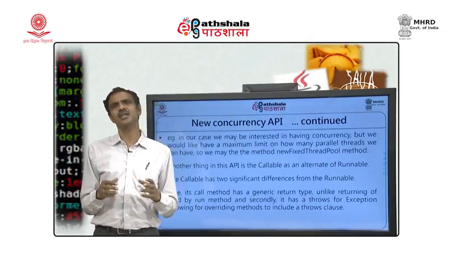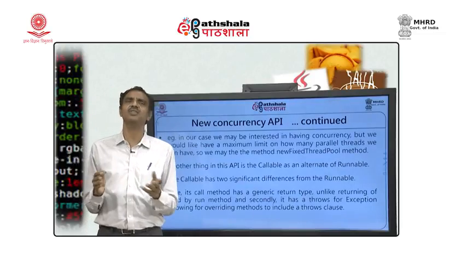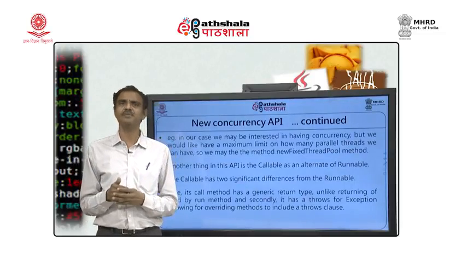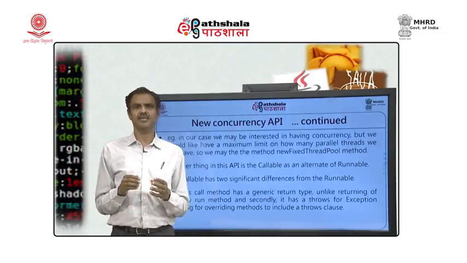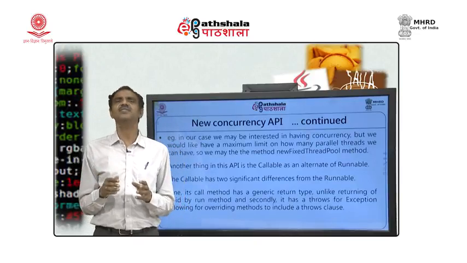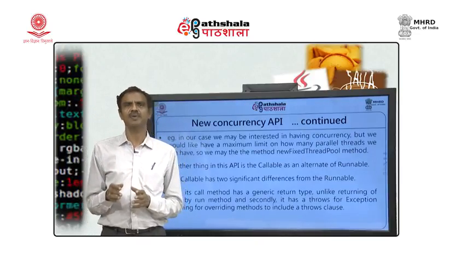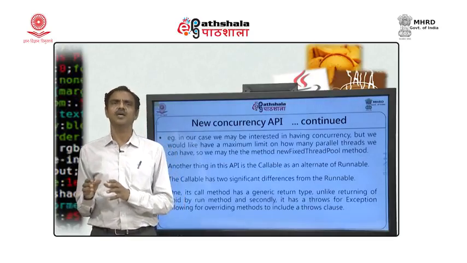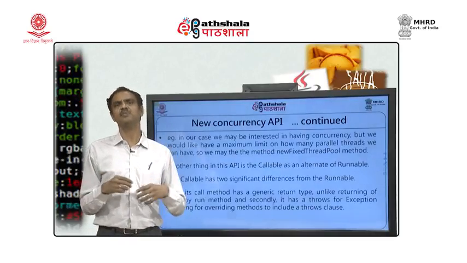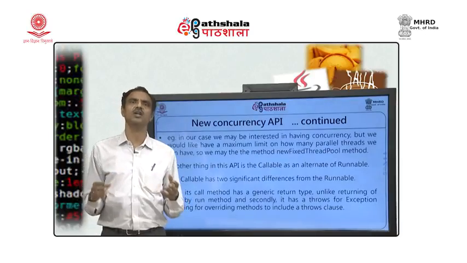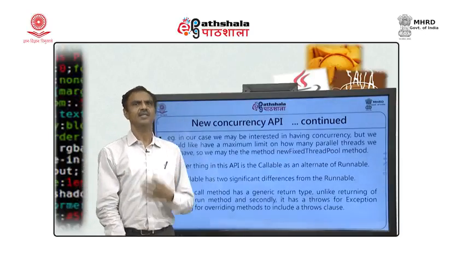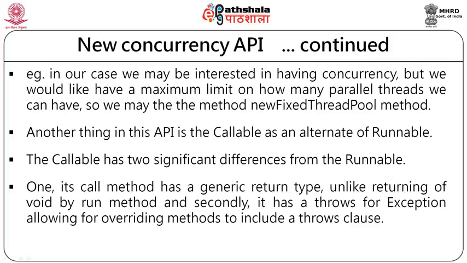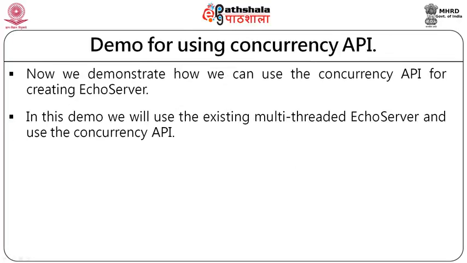That was because the run method of our runnable did not have a throws for any kind of exception. But that is not the case with callable. In case of callable, the call method has got throws for exception. So now we can conveniently put even a throws clause in our call method. Fine. So, that is a significant difference which we have.